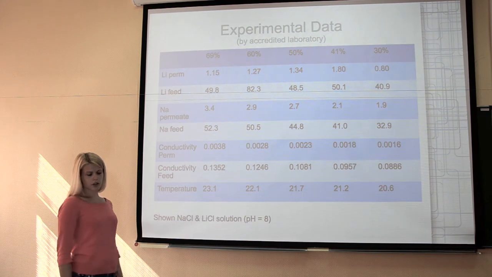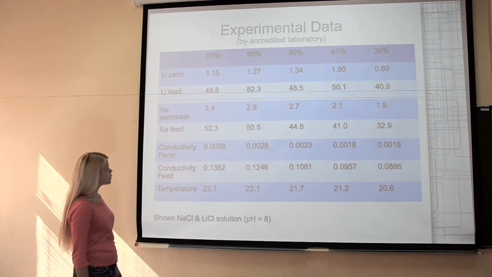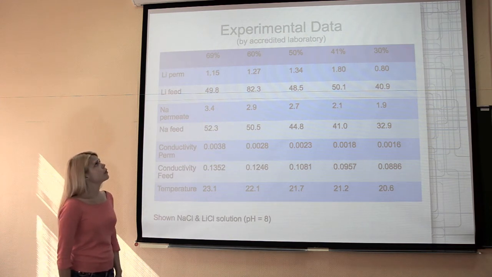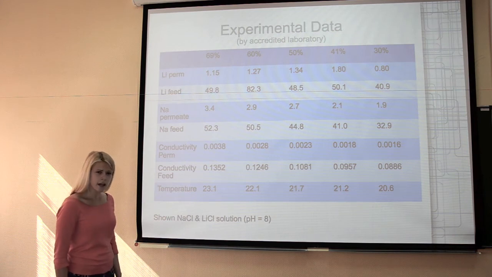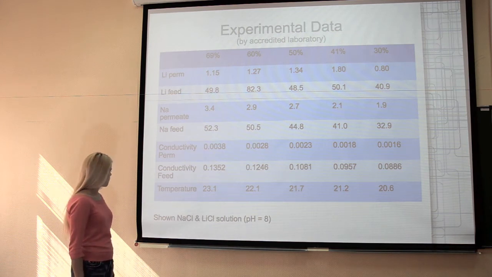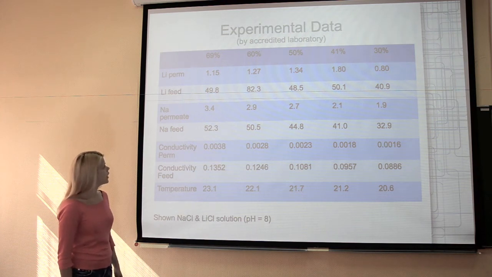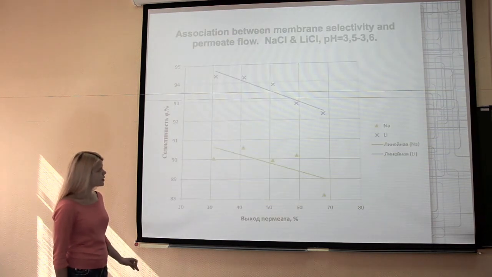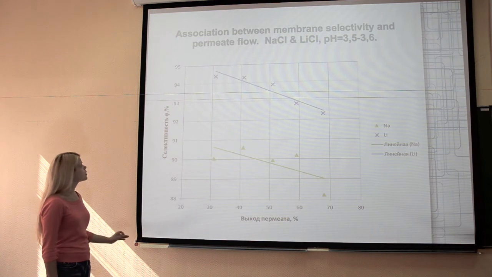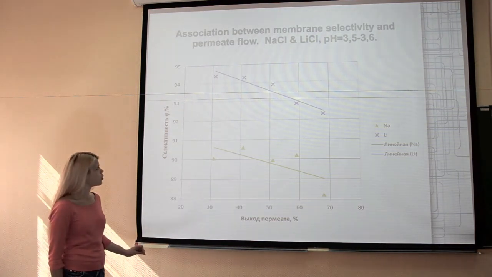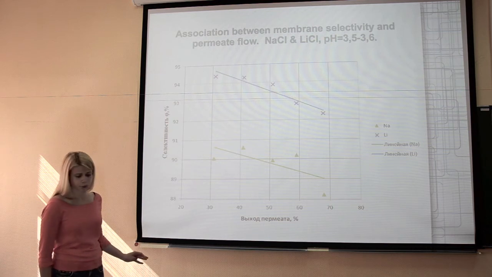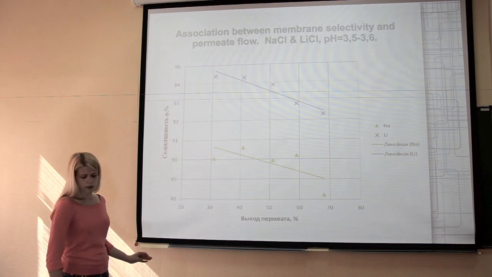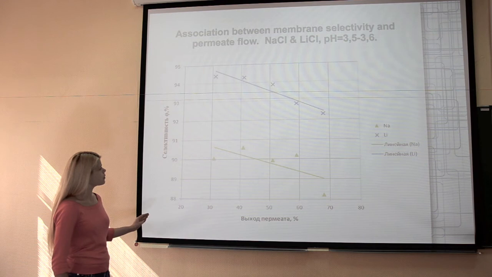Lithium and sodium concentration in water samples was determined by an accredited laboratory with an error for lithium of 30% and for sodium 20%. Then you can see in the next slides some graphs in which the association between membrane selectivity and permeate flow is shown. This is experimental data and its approximation.